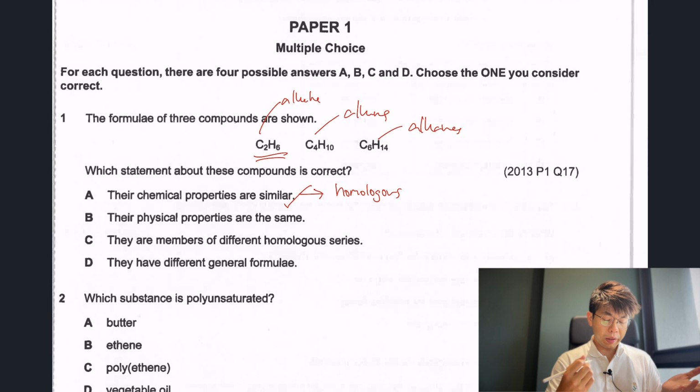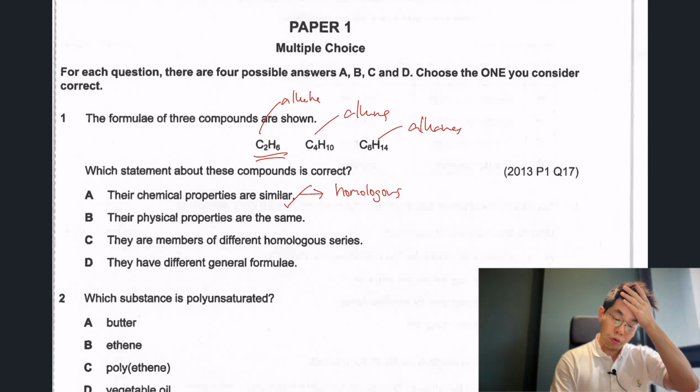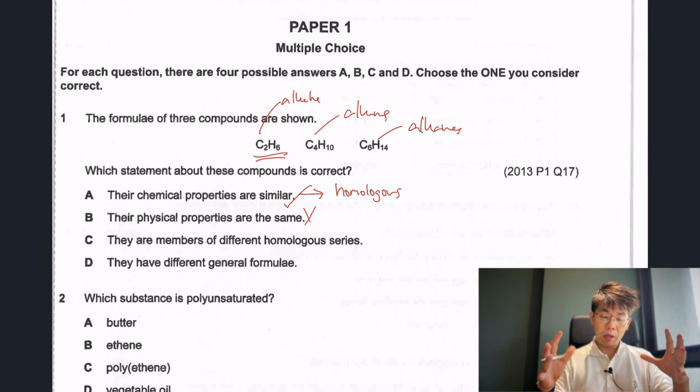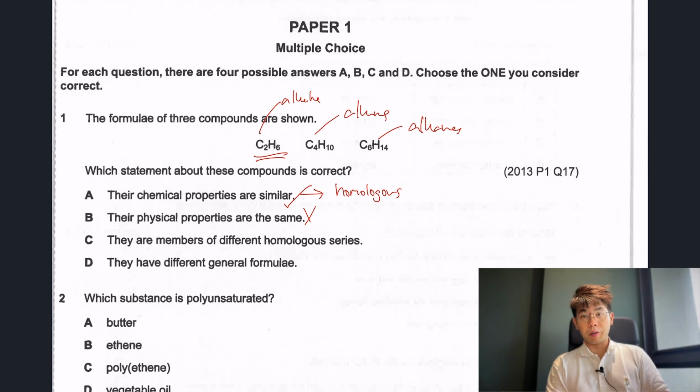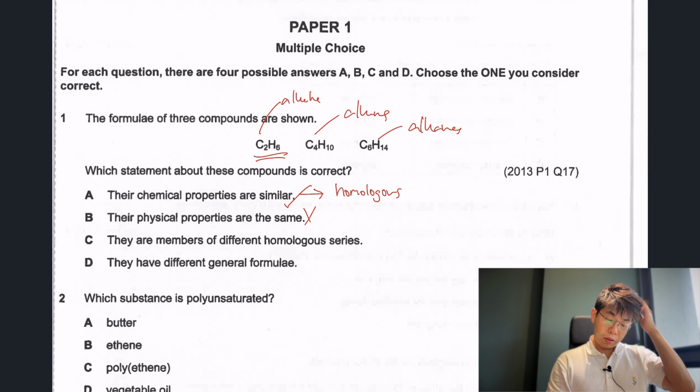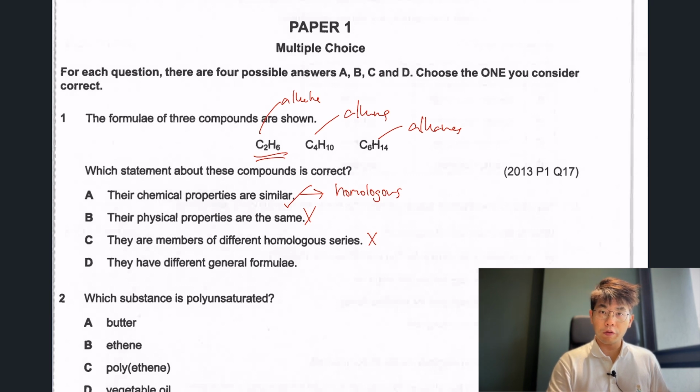Next, the physical properties are the same. That's not true, because depending on the molecular mass and the size, the physical properties will be different. Next, they are members of a different homologous series. That is not true. And they have different general formulas. That is not true, because they are actually from the same homologous series. So the answer here would therefore be A.